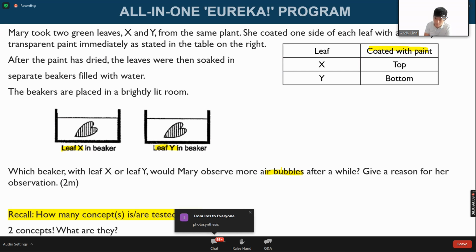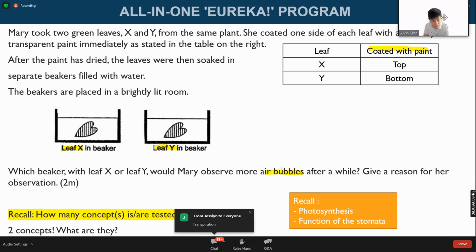Respiration? No, it's not about respiration. Yes, it's transpiration, but primary level students are not taught the word transpire. So in fact, they learn this longer phrasing, called the function of the stomata, which is that the leaves give off water vapor through the stomata, which is another word for transpiration. All right, so these are the two concepts that your child needs to apply.